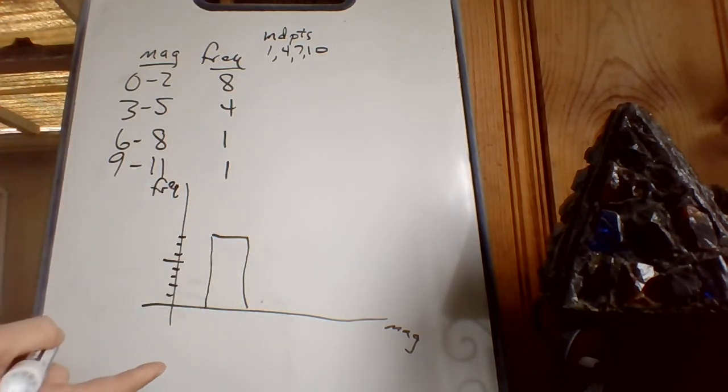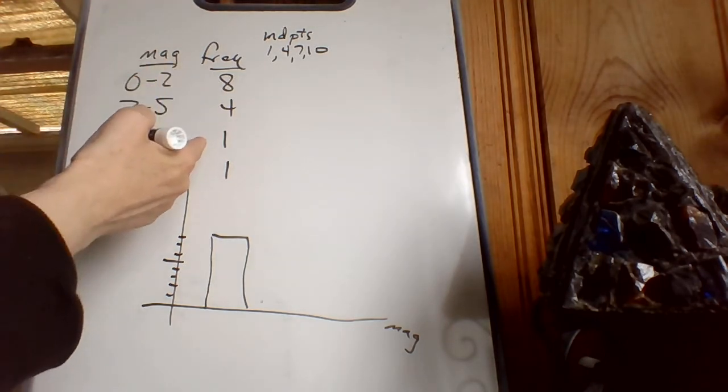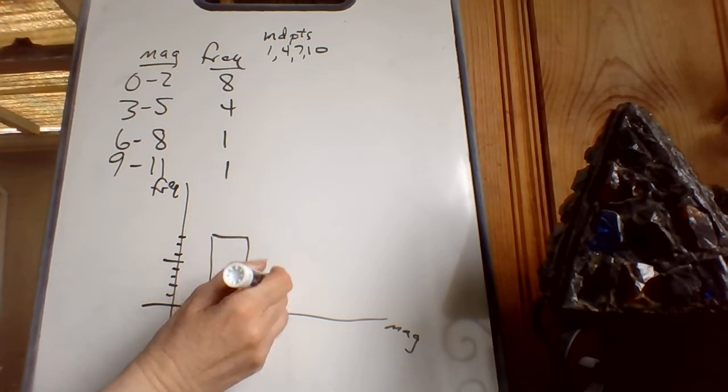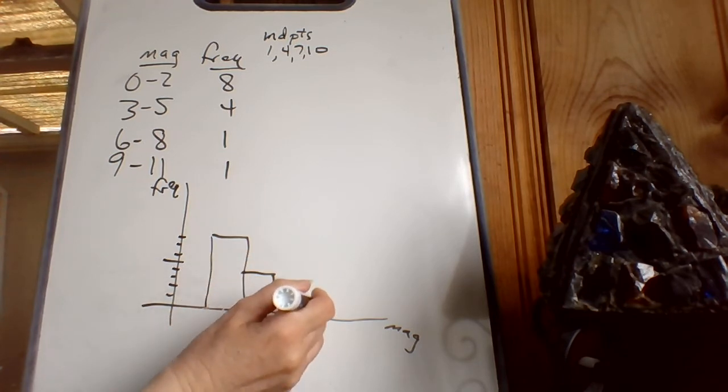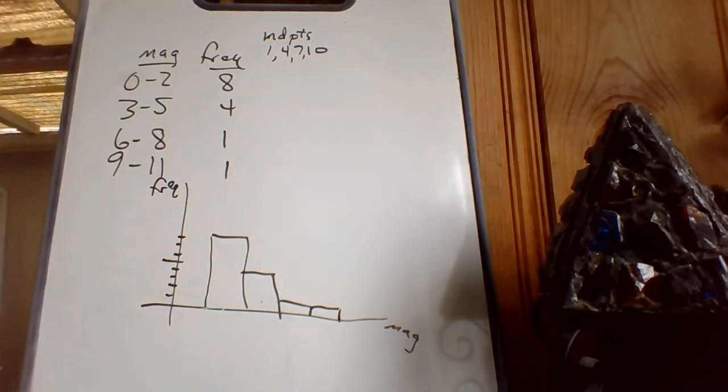And I didn't even label the X-axis at all. I just drew a bar of height 8, and then one of 4, one of 1, and one of 1. I haven't done anything at all about labeling the X-axis. I just drew my heights. Remember, they're supposed to be all the way smooshed together so that it's a histogram.